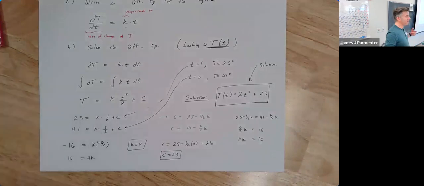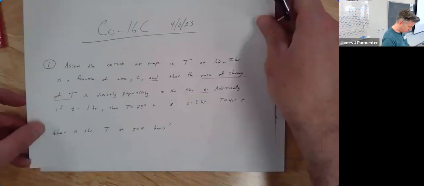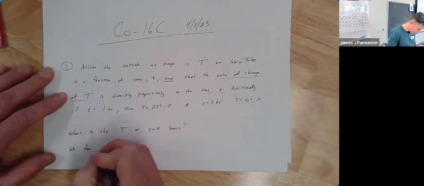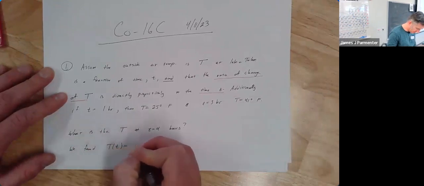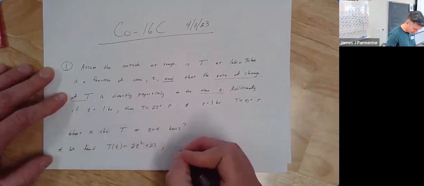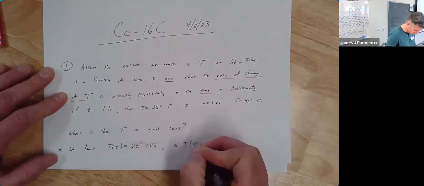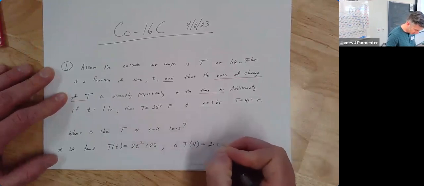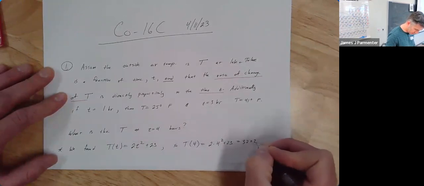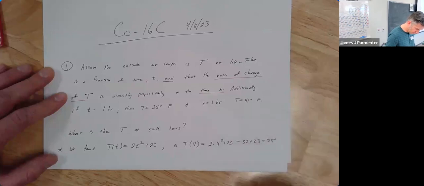All right, now we've done all the work, we can finally answer the question that was actually being asked, which was, what's the temperature going to be at time equals 4? That was the original question. So the temperature at time equals 4 hours. Well, now we say, oh, great. We found that the temperature as a function of T is equal to 2T squared plus 23. So then we can say, great, T at time equal to 4 is going to be 2 times 4 squared plus 23, which is 2 times 16 plus 23, which is 55 degrees.